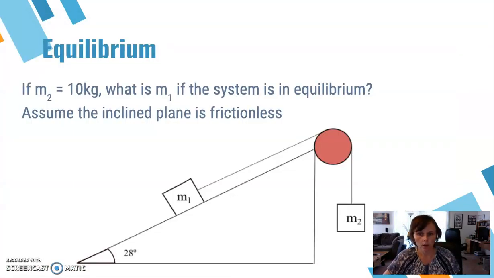Now let's look at another example. We have an equilibrium problem. So we have a mass M2, which is 10 kilograms, hanging vertically on a rope that is thrown over a pulley, and it continues to the mass M1 on an inclined plane with the 28 degrees incline. What is the mass of this body right here?